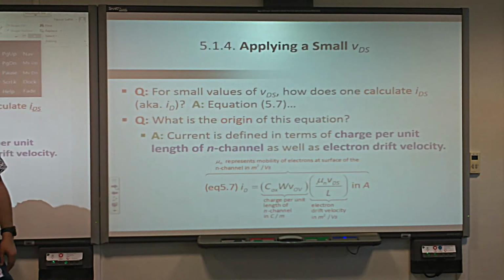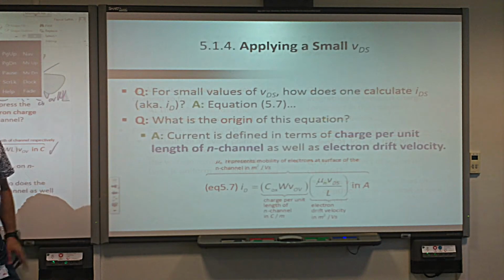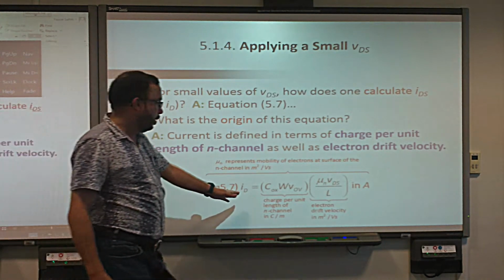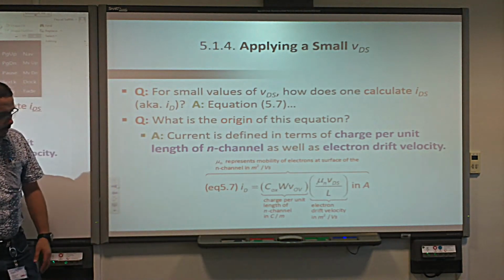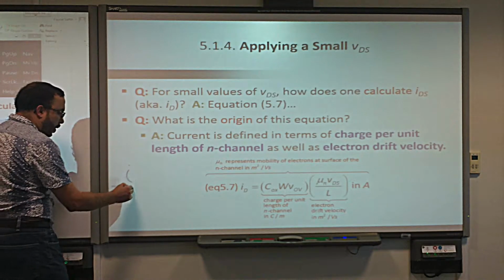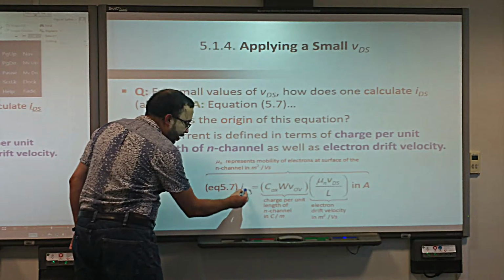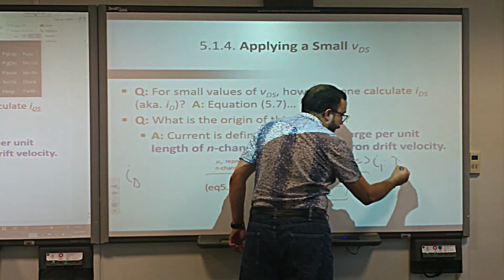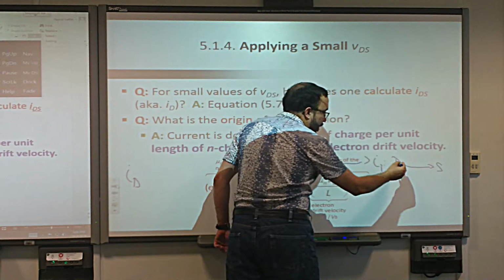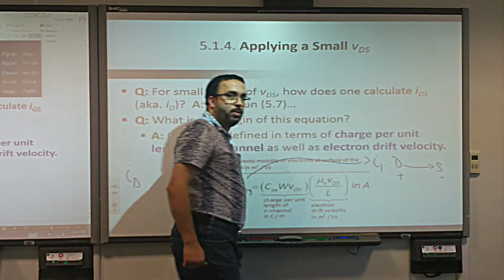Good, almost there. Now to calculate the current, this is the equation of the current. To see how we get this current, it's very simple. What's the definition of the current? ID is basically IDS. It means it's the current ID that goes from the drain to the source. So that means the drain voltage is higher than the source voltage.